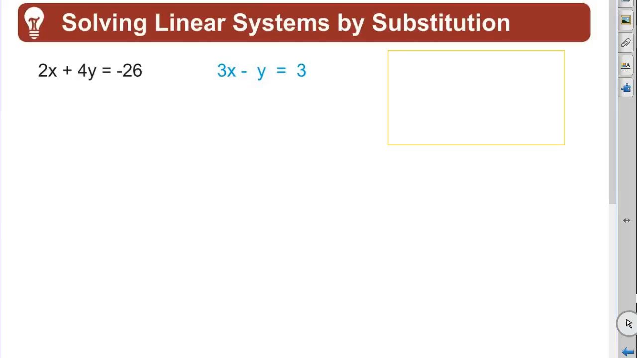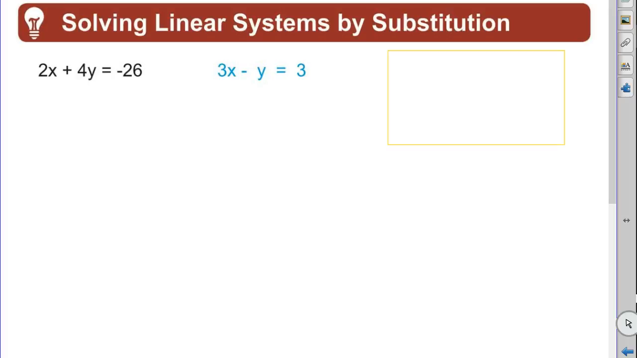And this is Algebra 1, and it's the quick review, and we're solving linear systems by substitution. So we're looking at three ways to solve a system of equations: by graphing, by substitution, by elimination. There's actually a fourth, and that's by matrices. All right, but solving by substitution.